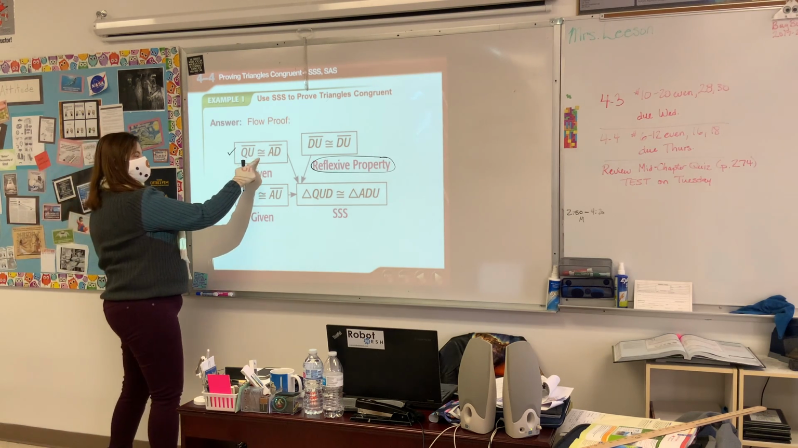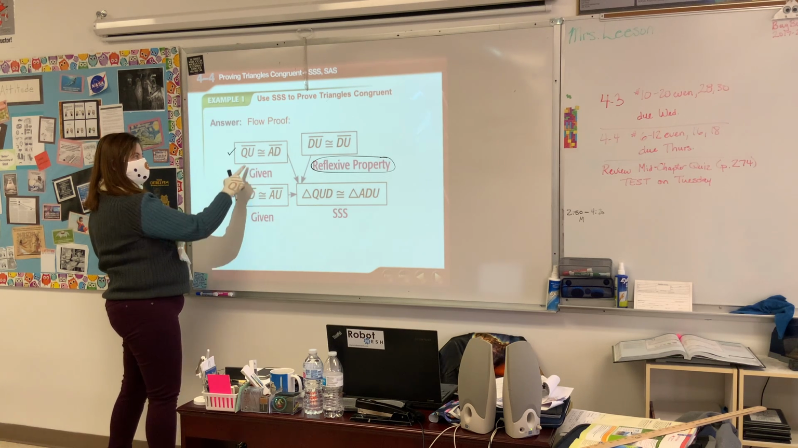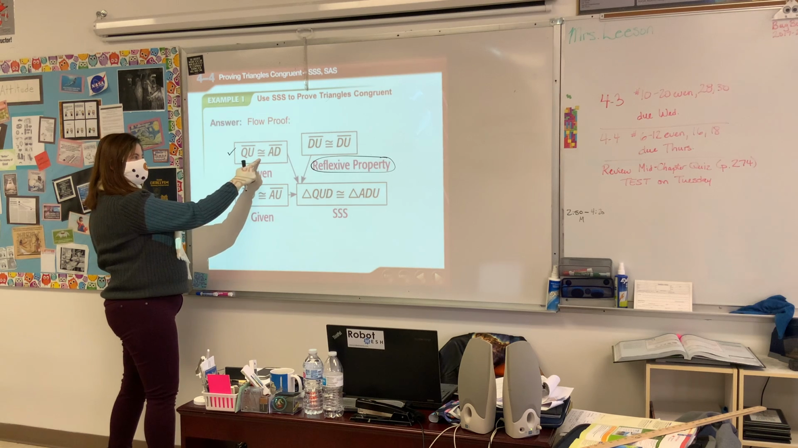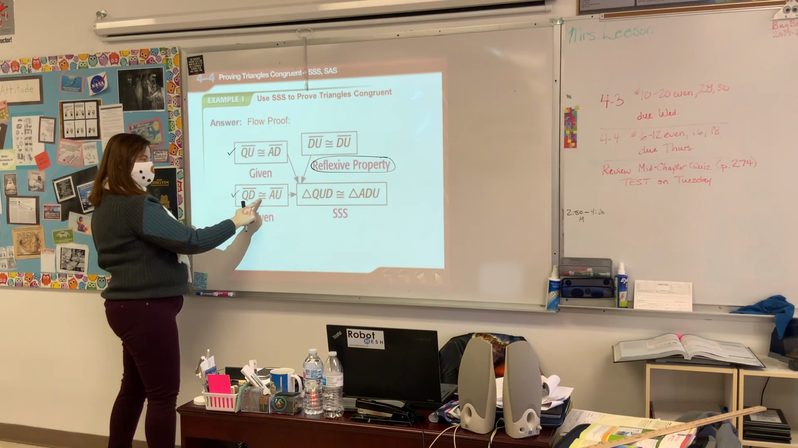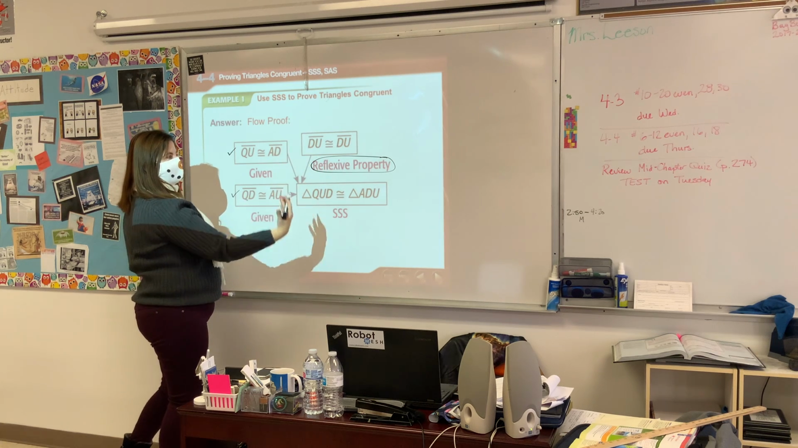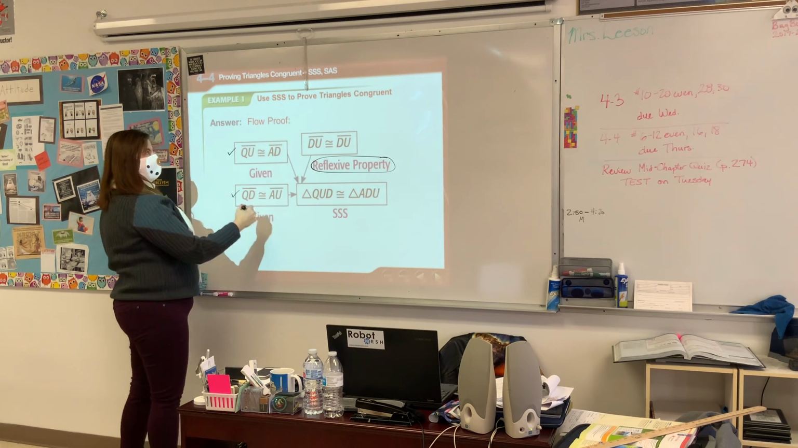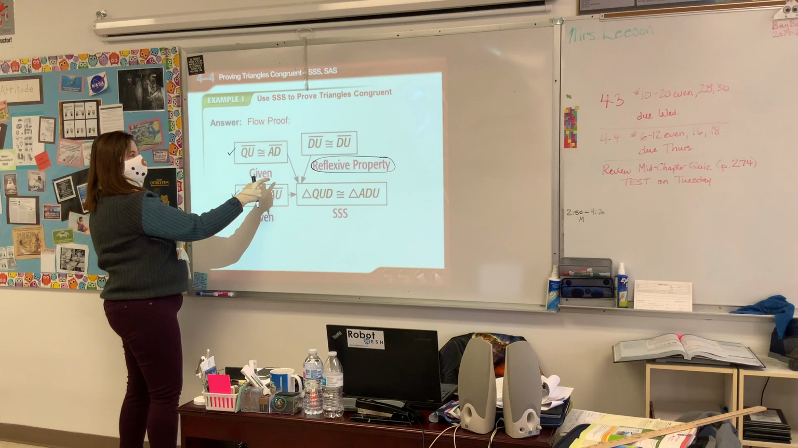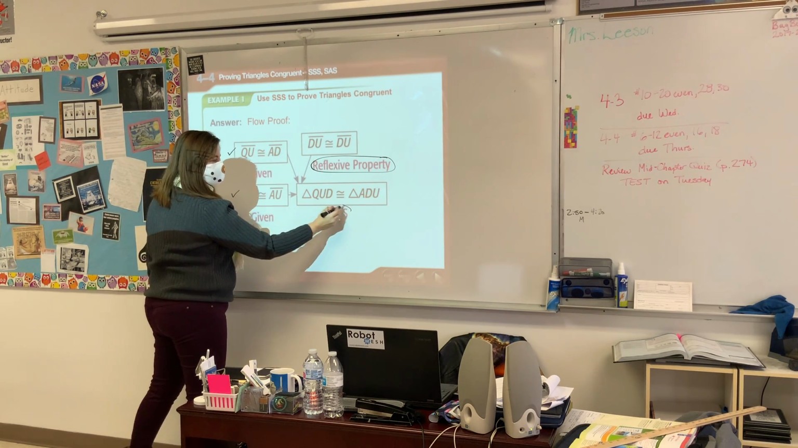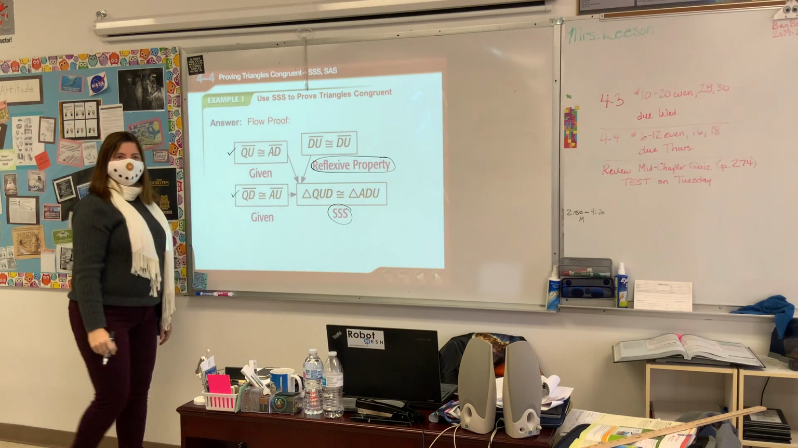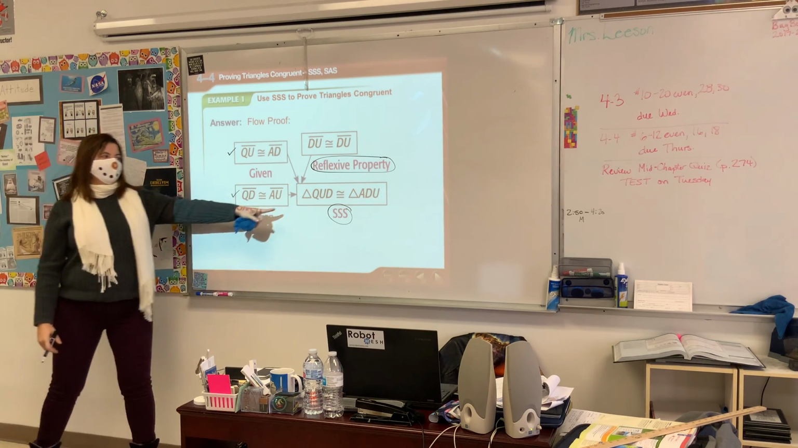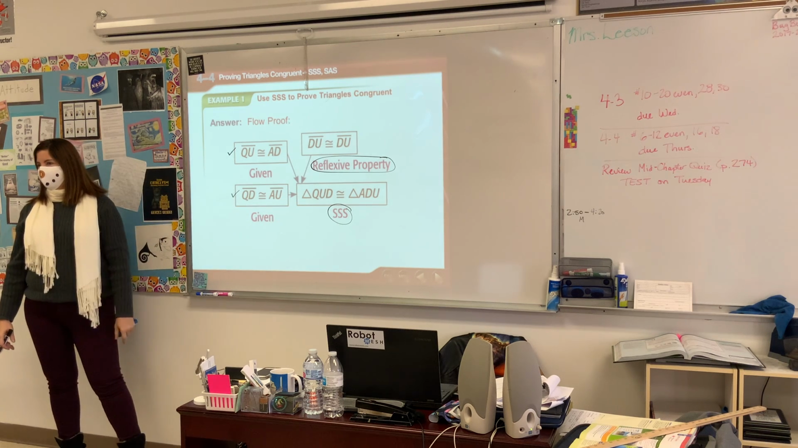So we have these two sides that are corresponding and congruent. These two sides that are corresponding are congruent. This one, which is itself, is congruent because of the reflexive property. And as a result, these three sides show through the side, side, side postulate that those two triangles are congruent.